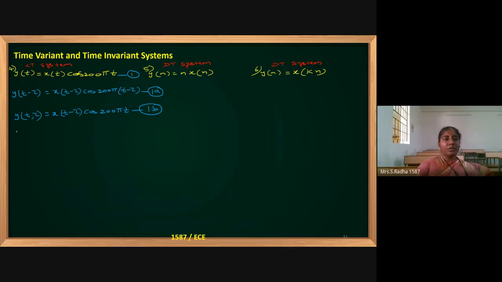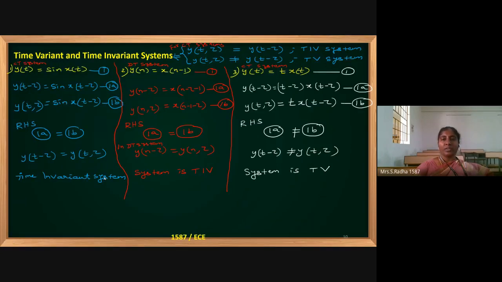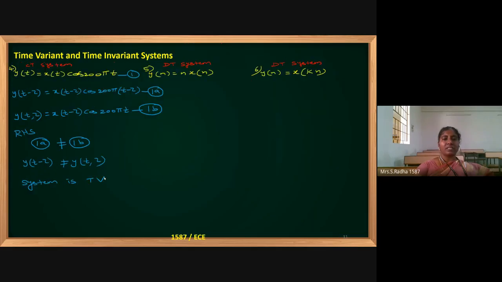Now on the RHS you check whether equations 1a and 1b are equal or not. It is not equal. So we can say y of t minus tau and y of t comma tau are not equal. So the system is time variant system. Not equal means time variant system. Equal means time invariant system.